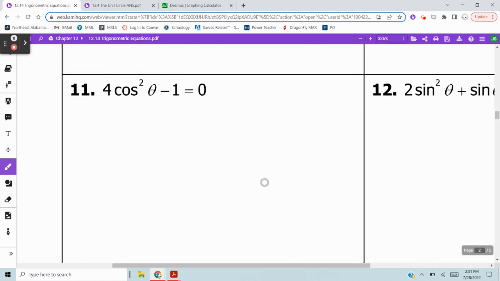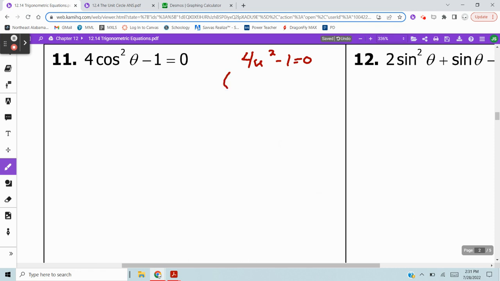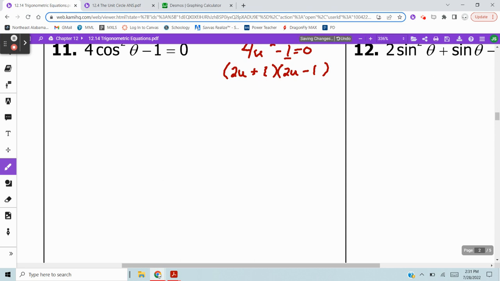Okay, number 11. Now these, we're getting a little bit more difficult. This is a special type of factoring, and if you would like to relate it to 4u squared minus 1 equals 0, that is a difference of squares. Difference of squares factor into conjugates. Again, you ask yourself what multiplies to give you 4u squared, and that'd be 2u times 2u. And then to make it conjugates, it'll be a positive and a negative. What multiplies to give you 1 would be a 1. So this thing is going to factor into 2 cosine theta plus 1 and 2 cosine theta minus 1 is equal to 0.